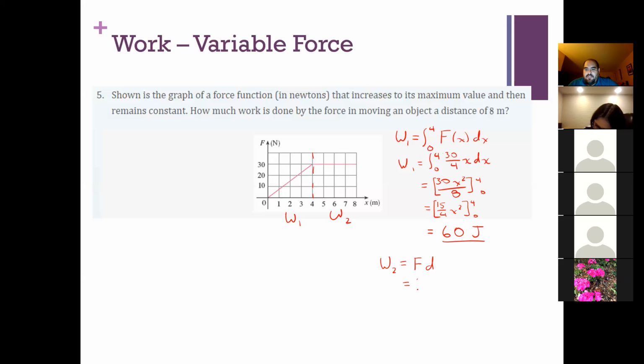So our force is still constantly 30 newtons. And the distance, I'll just be really explicit about this, is going to be 8 meters minus 4 meters. And that'll be equal to 120 joules, which means the total work is going to be equal to 180 joules.